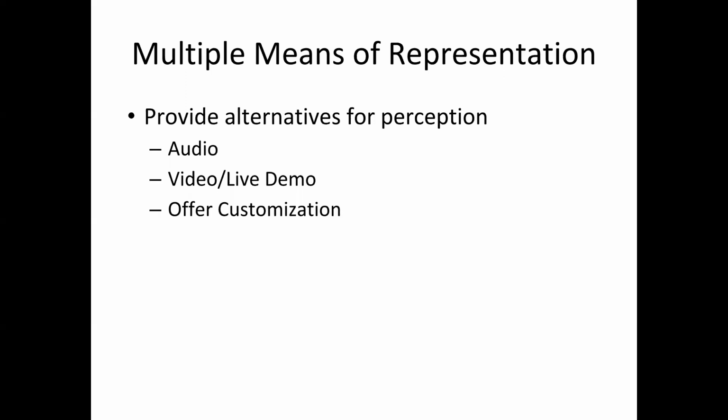And some of these are pretty obvious. These are where you get into the things that people maybe think about more when they think of accessibility. And you want to provide alternatives for perception. So you want to provide audio options, maybe a video, or in your case, a live demo option. Offer a way for people to customize what representations they're using for online materials, and think about how you're providing alternatives for people who may have perception preferences or even perception problems. So people with visual disabilities, people who are hard of hearing or deaf, how are they going to be able to interact with the materials that you're providing?